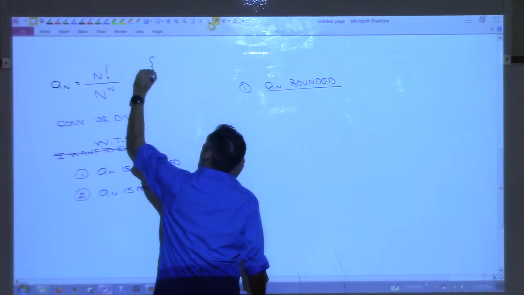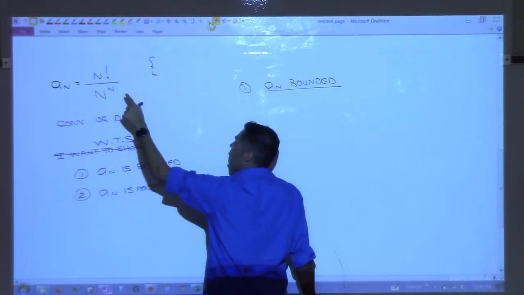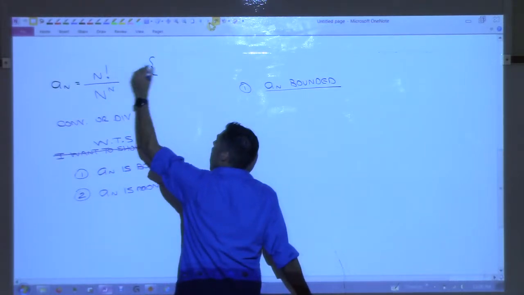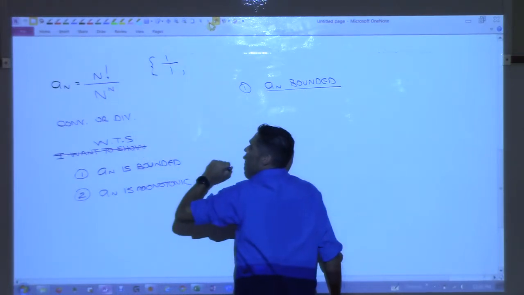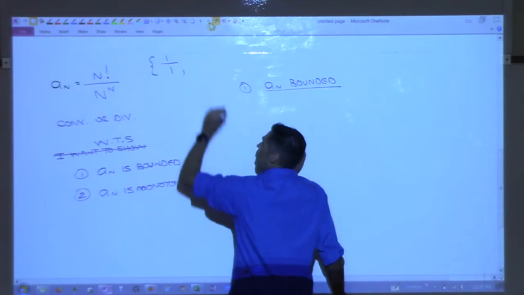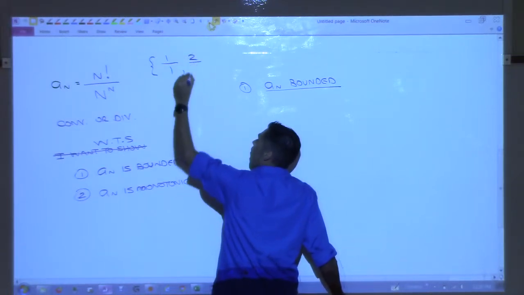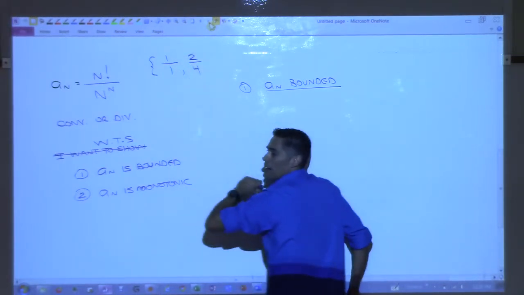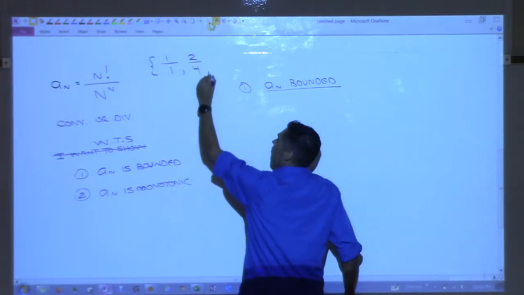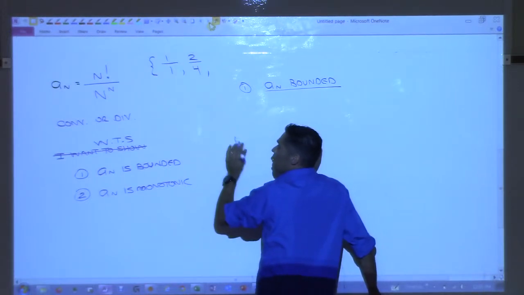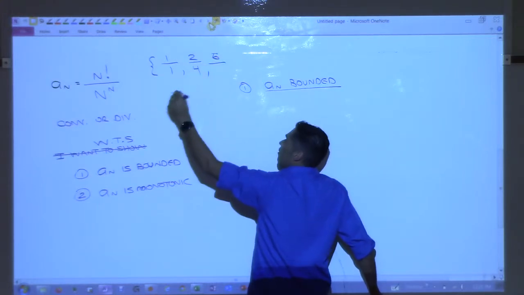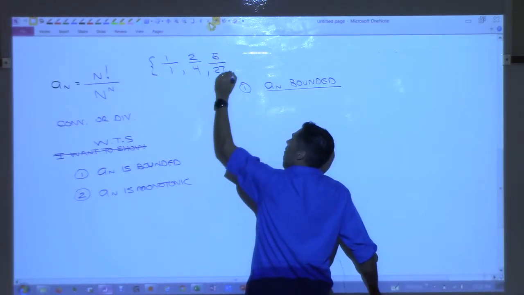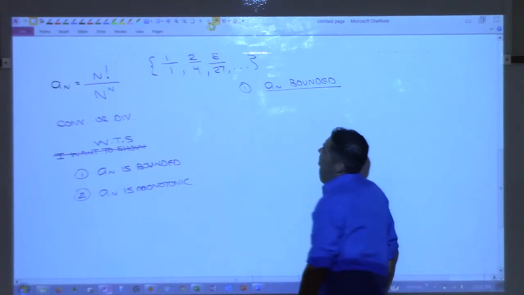What are the first few numbers in this sequence? So plug in 1. What's 1 factorial over 1 to the 1? It's 1. So our first number is 1. What about 2? 2 factorial is 2 times 1, over 2 to the 2, which is 4. Next one: 3 factorial, which is 3 times 2 times 1, which is 6, over 3 to the 3, which is 27. Dot, dot, dot, and we can keep going.